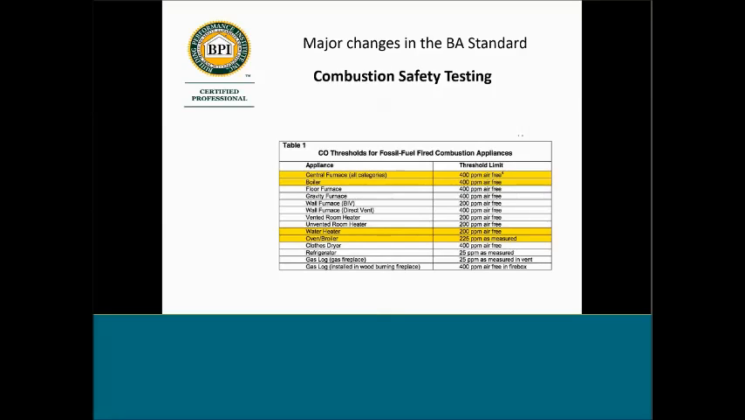You'll see that furnaces, all categories of furnaces, 400 parts per million air-free, boilers, 400 parts per million air-free, and you've got your water heater, which is only 200 parts per million air-free, and then your oven, 225 parts per million as measured. So you won't be doing the air-free number on that one.